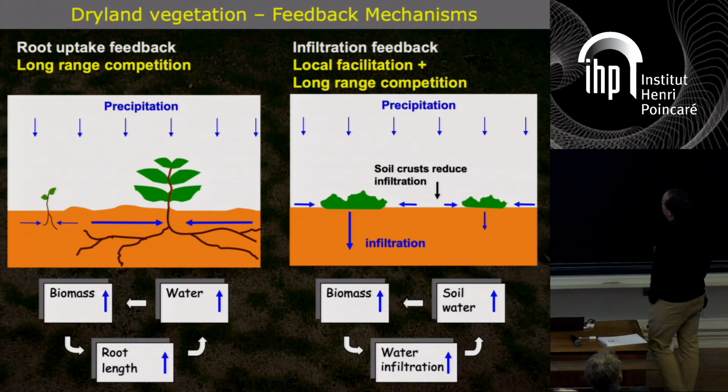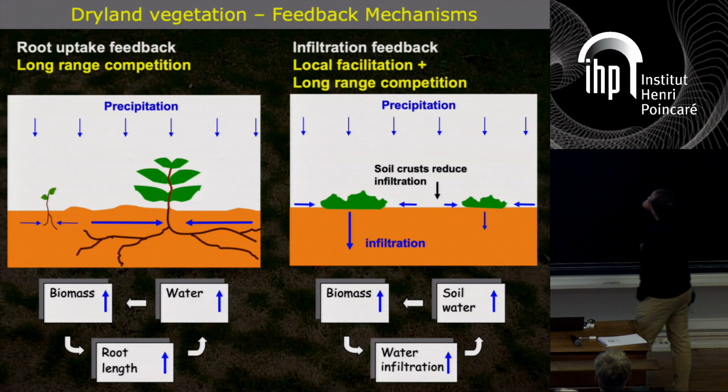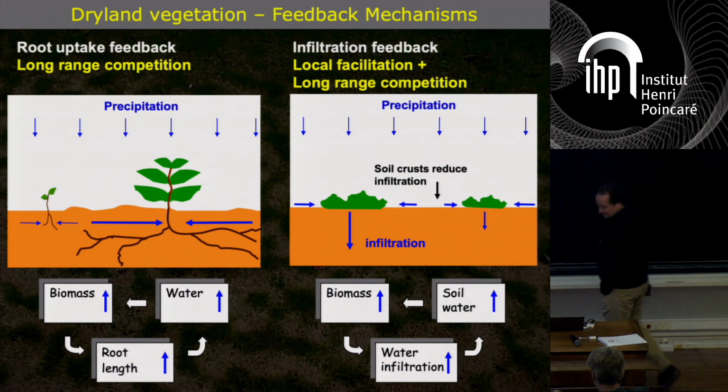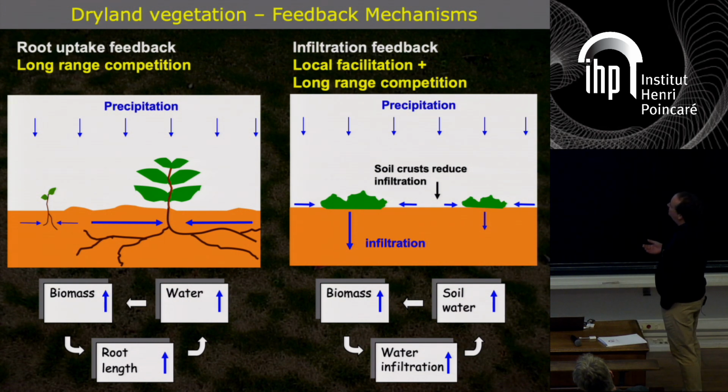So on one hand, we can make different examples of feedback. The one you have seen now is actually an infiltration feedback. You have a local facilitation due to the fact that vegetation is facilitating infiltration locally, which certainly helps the growth of biomass, so that would be a positive feedback. And then you have a competition at a certain distance between these different patches. There are other examples of long-range competition we could introduce in this system.